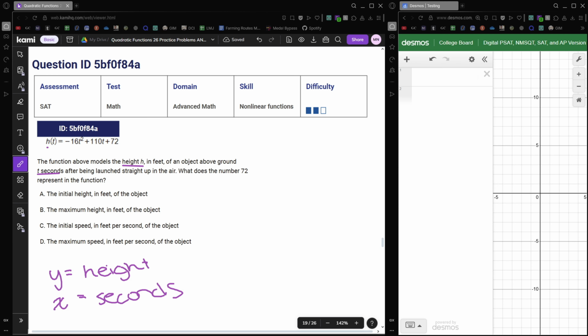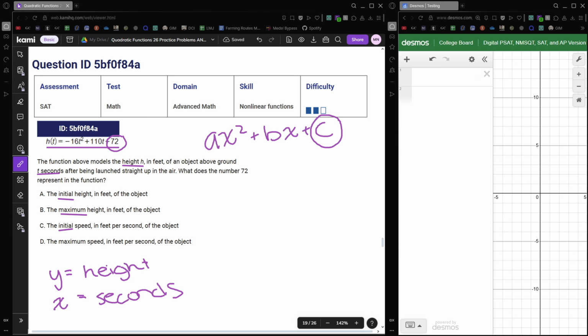So here we have an equation in the form of ax squared plus bx plus c. And in this form, your c value will always be the y-intercept. So here 72 will be our y-intercept. And in word problems, your y-intercept will always be that initial value. That means our answer will either be A or C, because they mention initial.